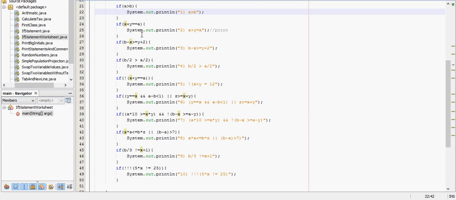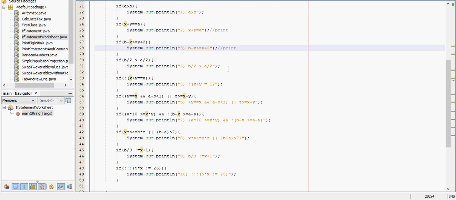So, number 3, if B minus X is greater than or equal to Y plus 2, well, B is 14, X is 5, so 14 minus 5 is 9. Y plus 2 is 7 plus 2, is 9 greater than or equal to 9? Well, yeah, because 9 is 9, so it would be equal to 9, so we'll print that one.